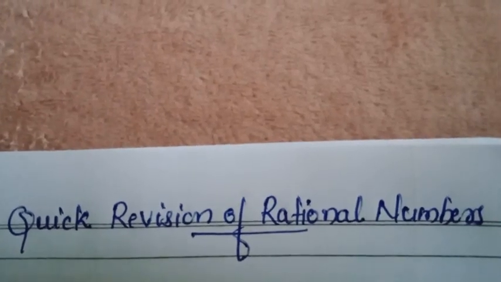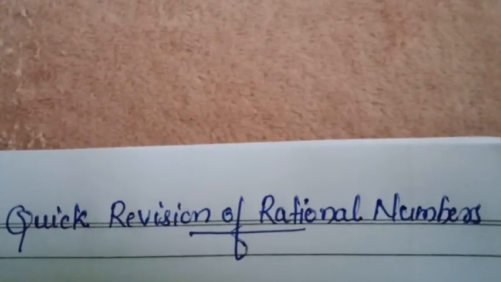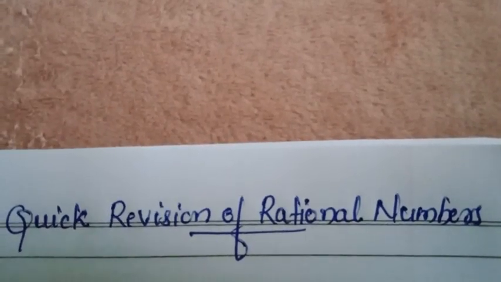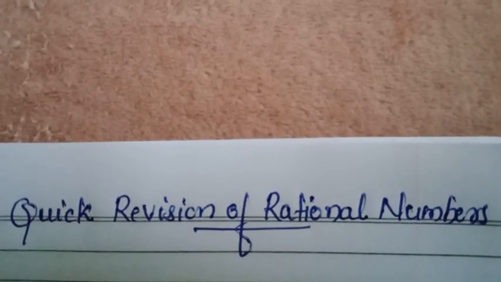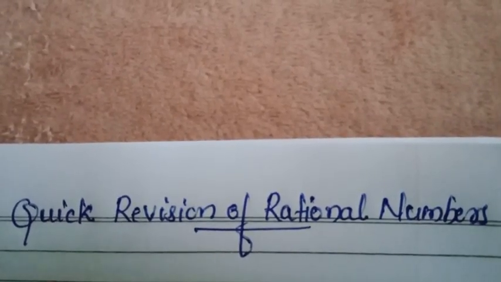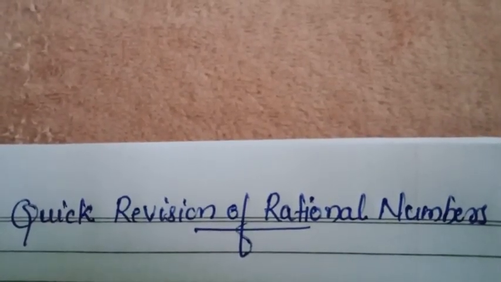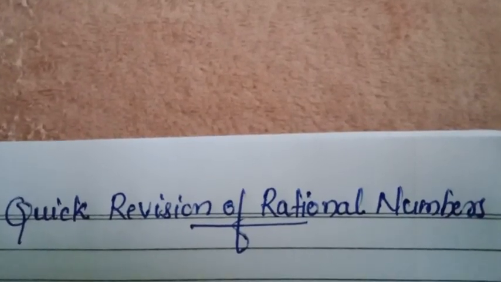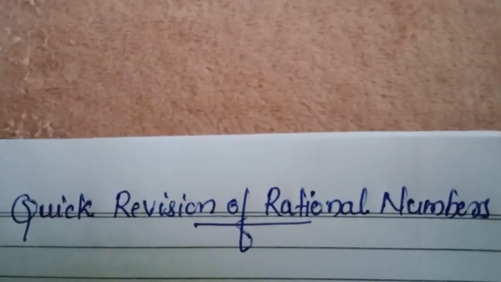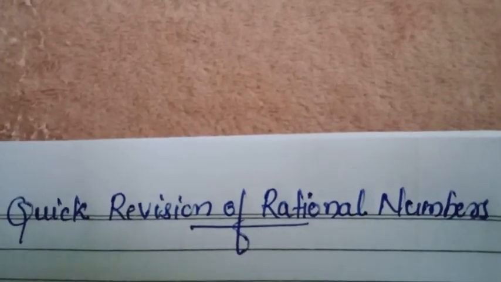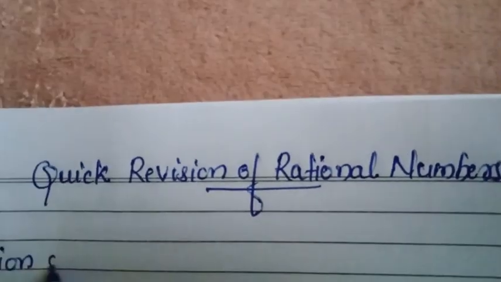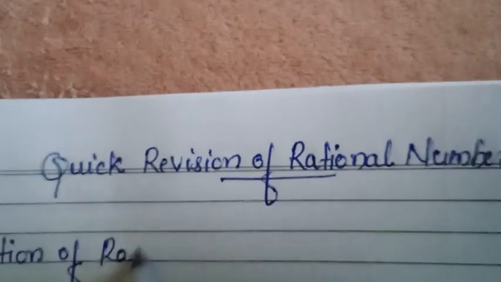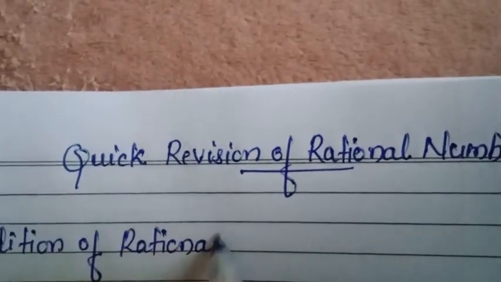Hi friends, today we are going to revise a chapter of rational numbers. We already know what rational numbers are. Rational numbers are in the form of p by q, is it? So, shall we start with the revision? First, we are going to revise the addition of rational numbers. Okay, addition of rational numbers.